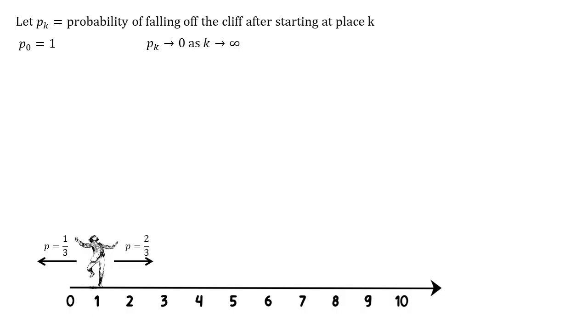We can also create a formula using these. If we pick any point, k, our drunkard has got a probability of 1/3 of moving to the left to point k minus 1, where we can then restart the probability as the probability of him falling off the cliff at that place. And he's got 2/3 of moving a step to the right to place k plus 1. But again, from that point, he'll have a probability of p k plus 1 of falling off the cliff. So for any point k, we can say that pk is equal to 1/3 times p k minus 1, the left point, plus 2/3 times p k plus 1 for the right point.